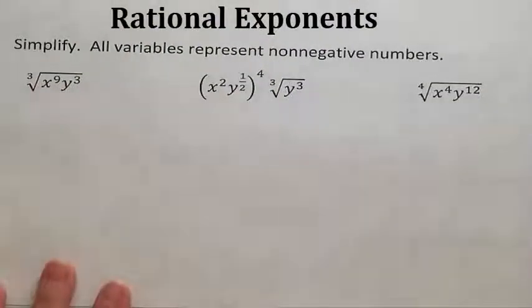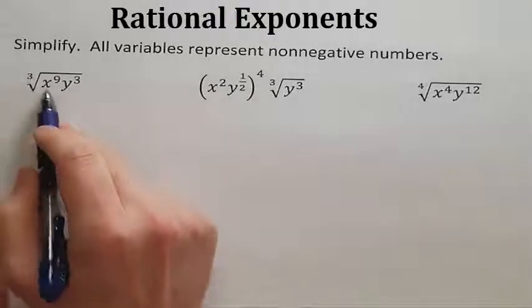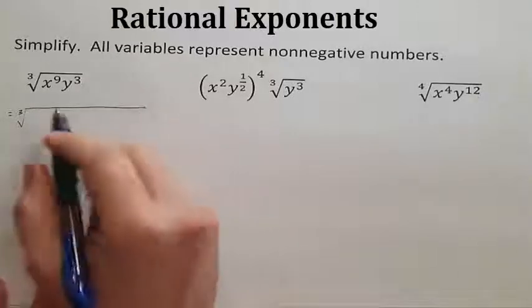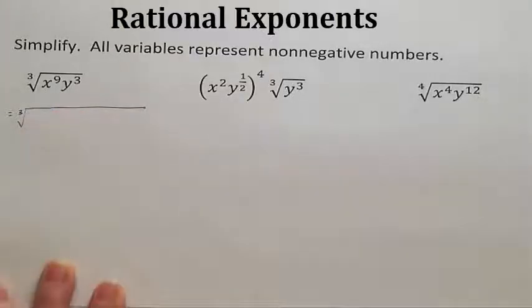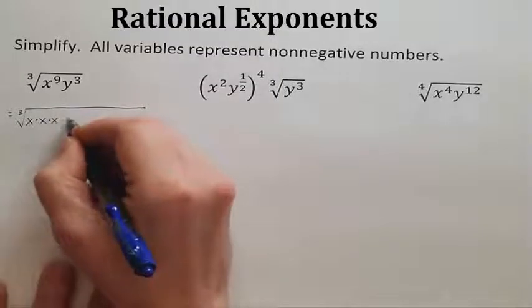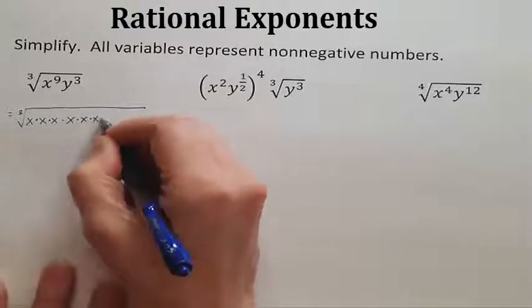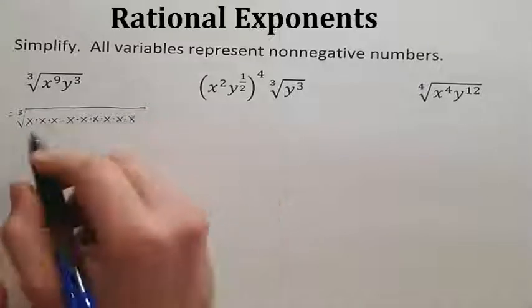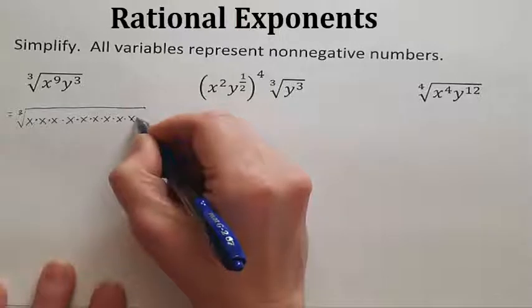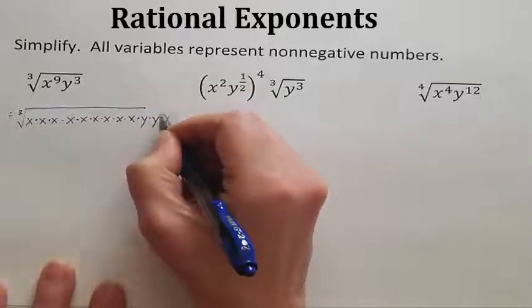So there's a couple different ways that we could do it. Looking at this, for the first problem, I have the third root. So here's my third root. X to the 9th meant that I had 9 x's. So 1, 2, 3, 4, 5, 6, 7, 8, 9. 9 x's. And y to the third meant there were 3 y's.